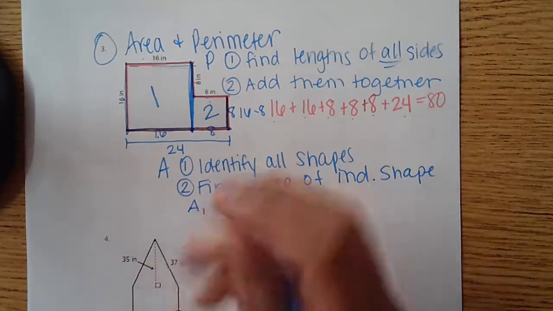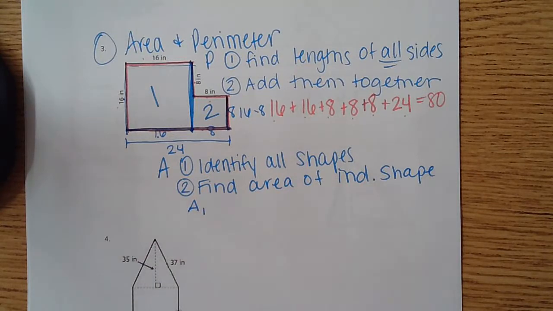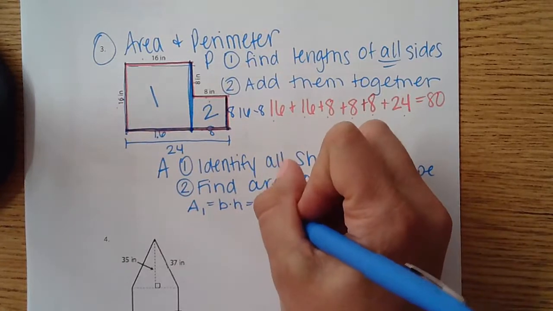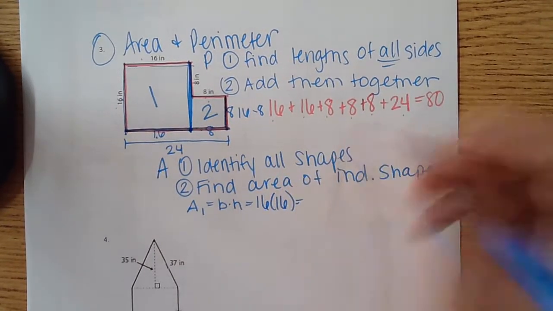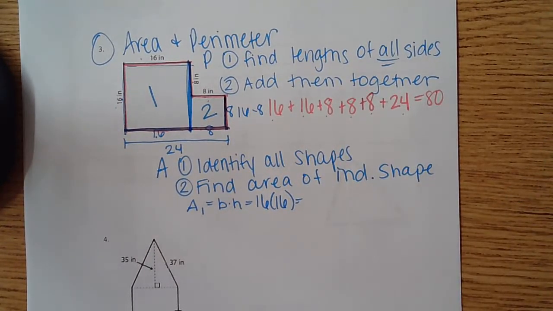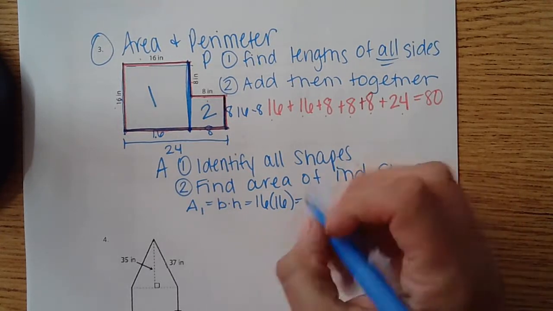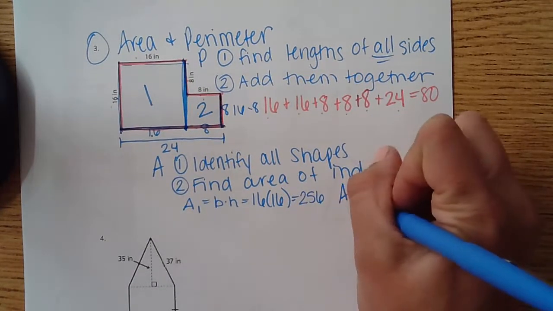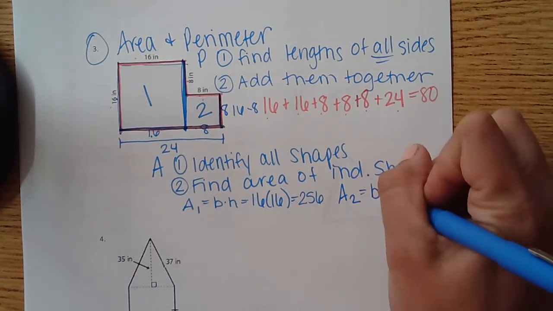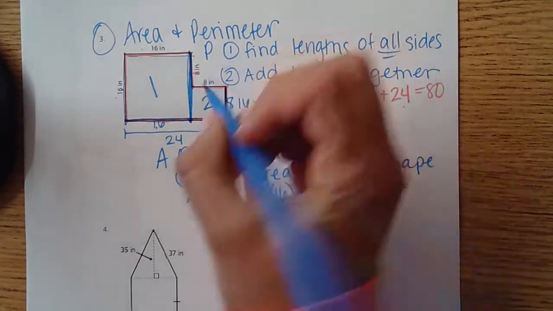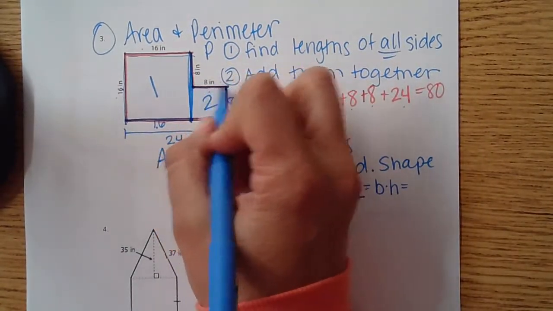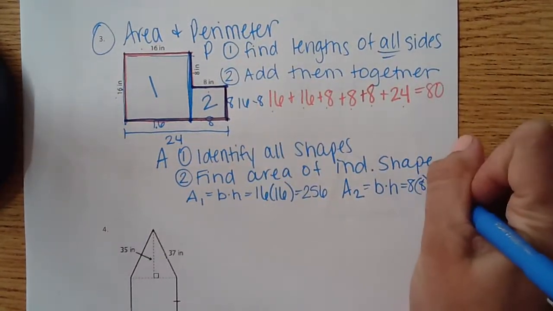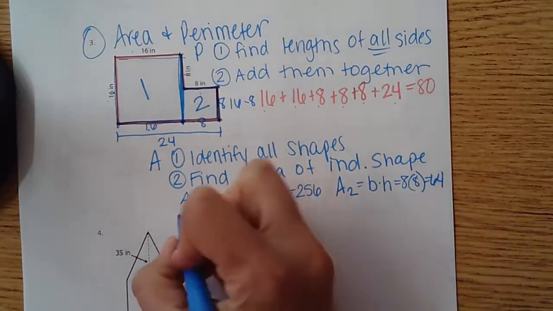So the area of shape number 1. To find shape number 1, that is base times height. So I'm going to multiply 16 times 16. 16 times 16 gives me 256. Well, now I have to find the area of shape number 2. It's a rectangle as well, so base times height. The base here, you can do it either way, is an 8 times a height of an 8. So that area is 64.